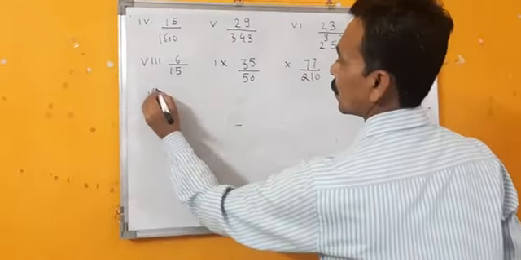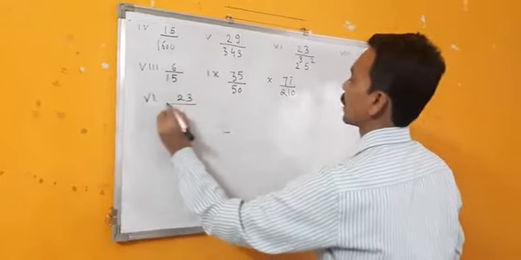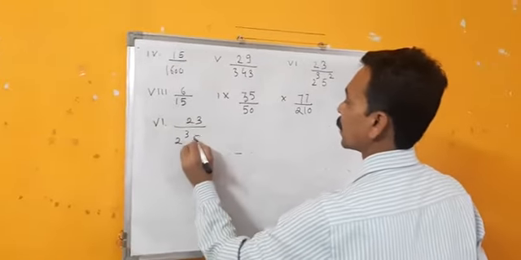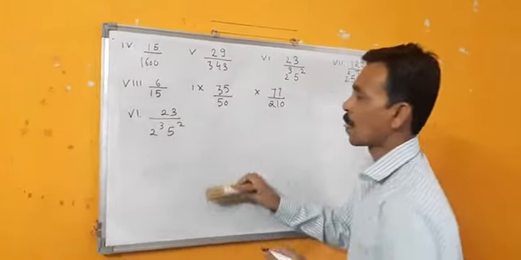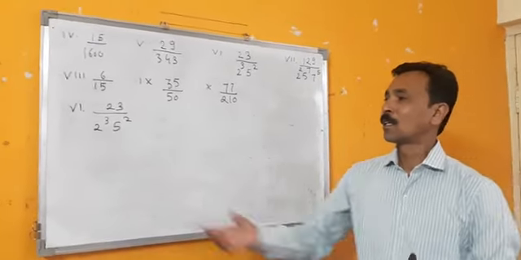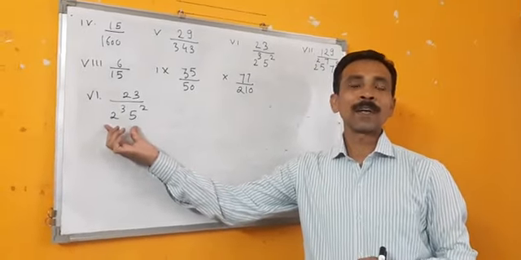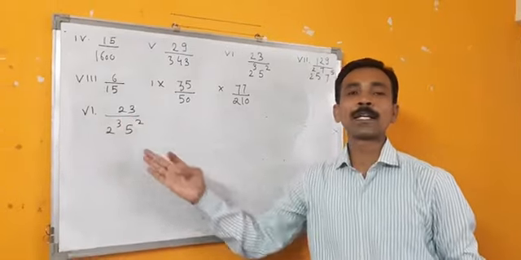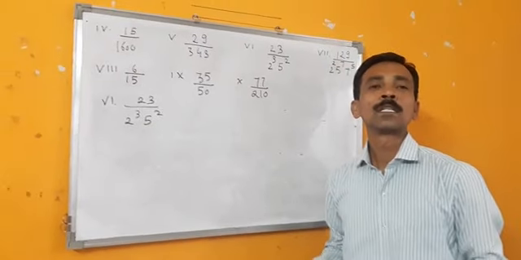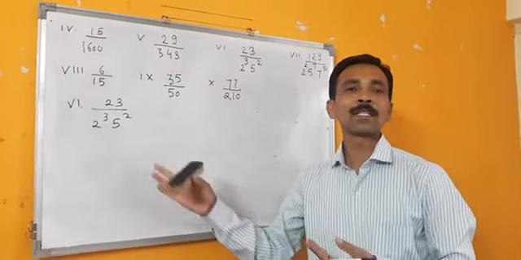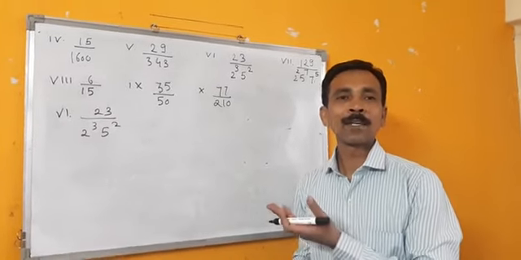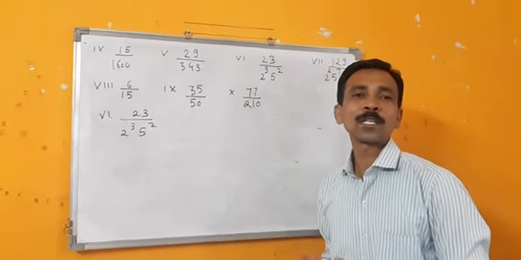That is sixth one. Sixth is what? 23 upon 2 raised to 3 into 5 raised to 2. But see the sum. It is already factorized. It is in the form of 2 raised to n into 5 raised to n. So we don't have to do anything. We have to see the denominator, and that will tell us whether it is a terminating decimal expansion or not.